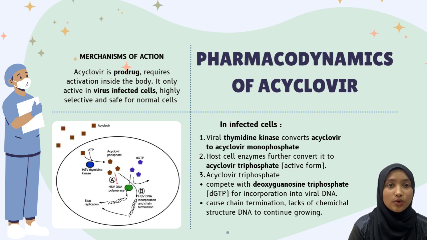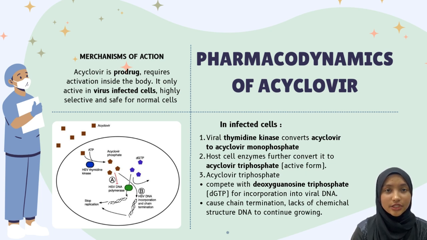It competes with deoxyguanosine triphosphate, a building block of viral DNA. It causes chain termination, meaning the virus can no longer replicate because it lacks the necessary DNA structure to grow. This selective mechanism ensures that only virus-infected cells are affected, leaving healthy cells unharmed. To summarize, acyclovir is a selective antiviral drug that targets virus-infected cells by interfering with viral DNA replication. Its activation depends on viral enzymes, which is why it's so safe and effective for treating viral infections like herpes.